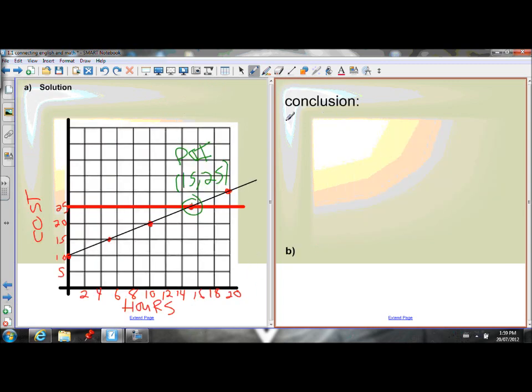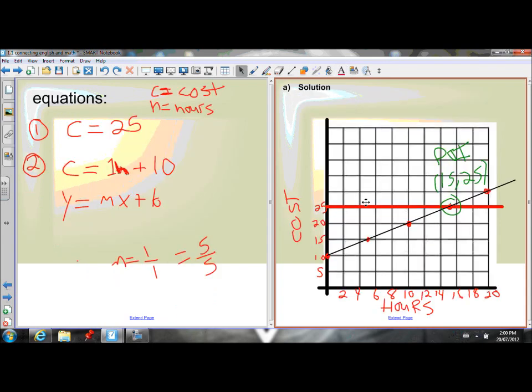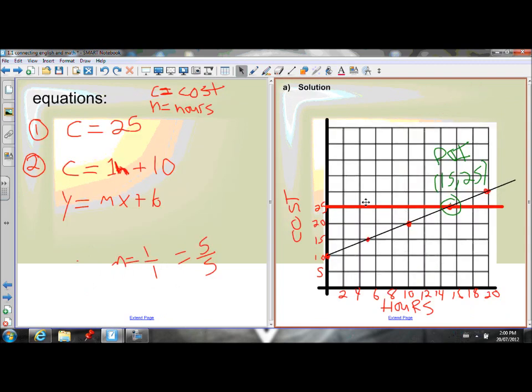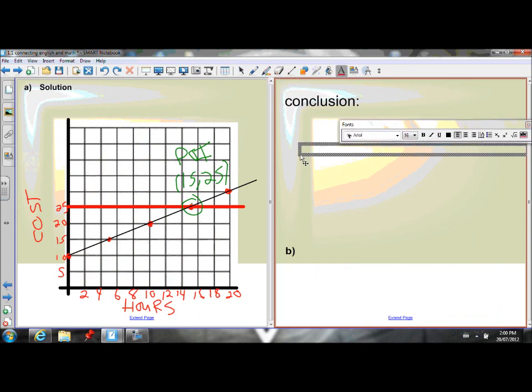I have to know these two companies are the same. So I'm going to write this like this here, make it a little bit faster. So what did the question ask us? The question asked us, after how many hours will the cost of the two companies be the same? So after how many hours? So hours is my x-coordinate. So I'll look at the x-coordinate of my point of intersection. It's 15. So the cost of the two companies will be the same after 15 hours.